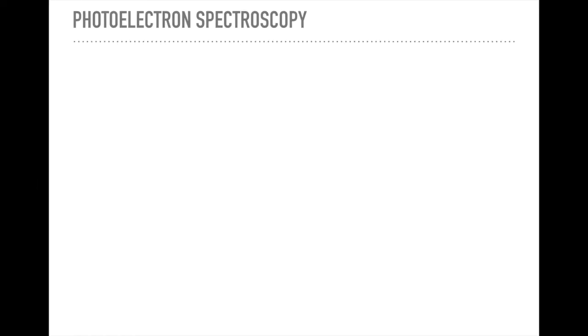So in this lesson, I'm going to be talking about a laboratory technique, a tool that's called Photoelectron Spectroscopy. And what PES, or Photoelectron Spectroscopy, allows you to do is to determine the electron configuration of an atom, of the electrons of an atom.